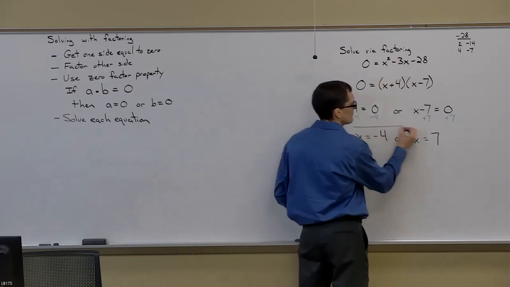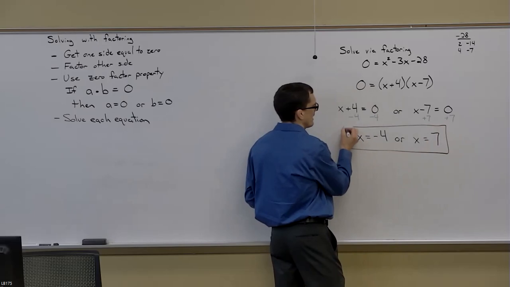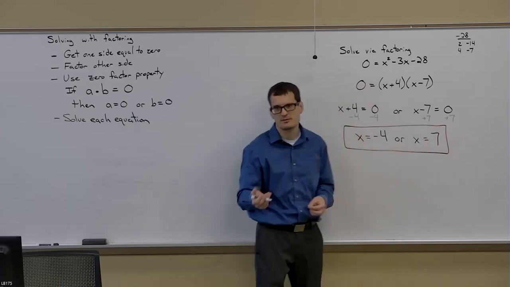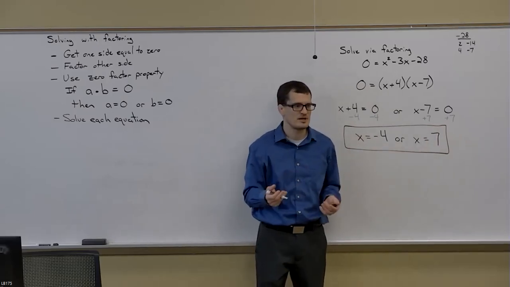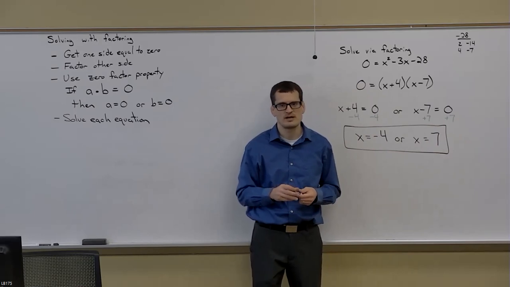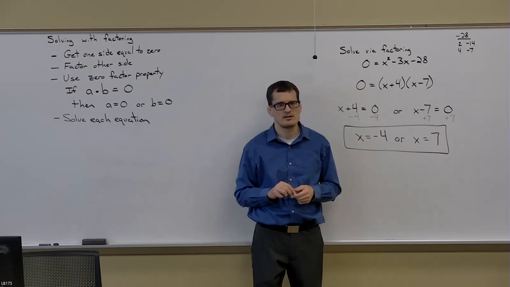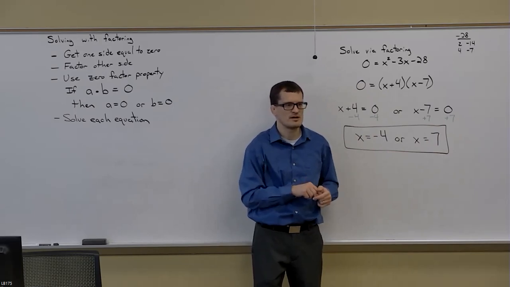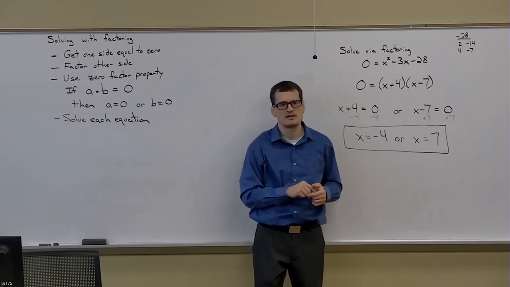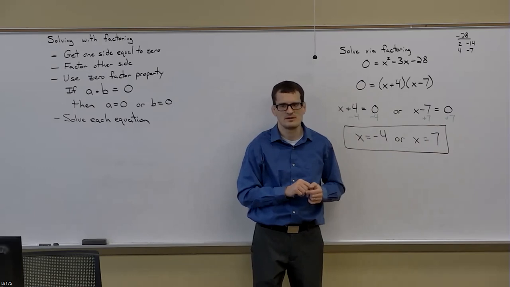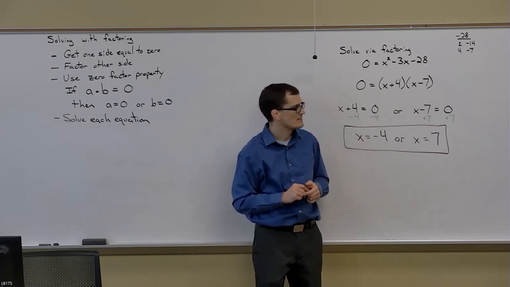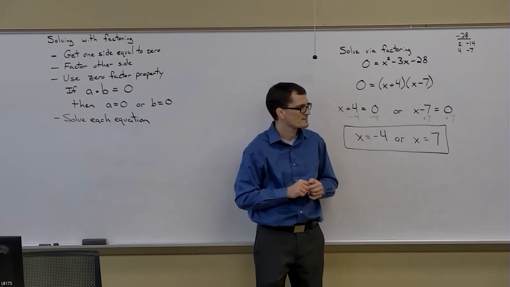In Moodle, when you write your answer, it'll say write the smaller one first and the bigger one second, or the bigger one first and the smaller one second. So just make sure you write them in order. If it said write the larger one and you put negative 4, it'll mark it as wrong. So just be careful about that.